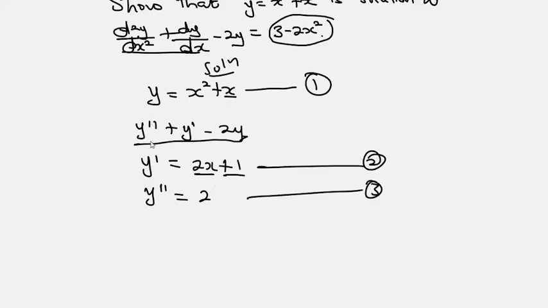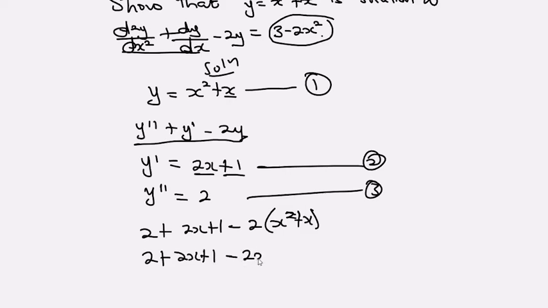So from here, y prime prime is 2, and then our y prime is 2x plus 1, and then our y is x squared plus 6. So 2 plus 2x plus 1 minus 2 times x squared is minus 2x squared, minus 2 times 6 is minus 12. So we can see that we have 2 plus 1, 2 and 1 here. We're going to have 3 plus 2x minus this one 2x minus 2x squared.